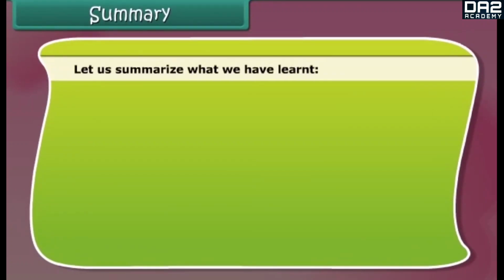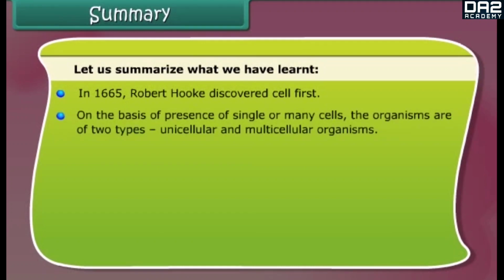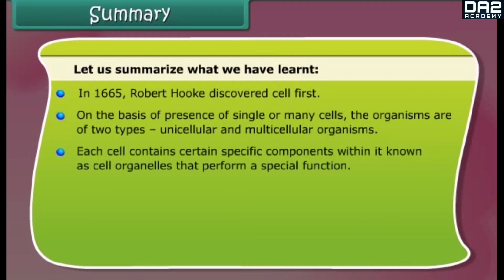Summary. Let us summarize what we have learned. In 1665, Robert Hooke discovered cell first. On the basis of presence of single or many cells, the organisms are of two types: unicellular and multicellular organisms. Each cell contains certain specific components within it, known as cell organelles, that perform a special function.